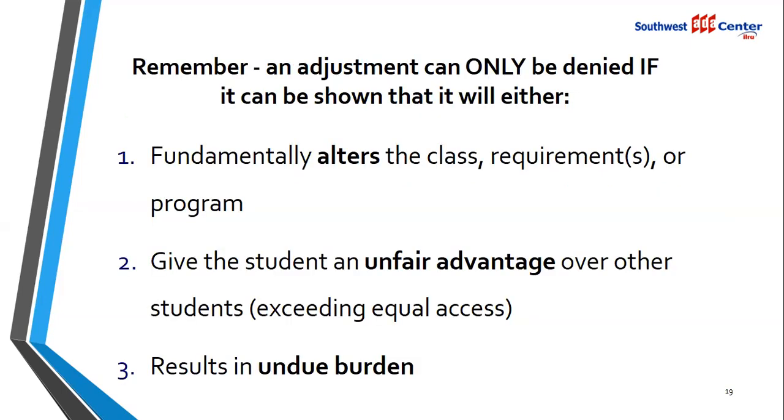So remember again, an adjustment can only be denied if it can show that it will either fundamentally alter the class requirements or programs, give the student an unfair advantage over other students exceeding equal access, or result in an undue burden. Next.